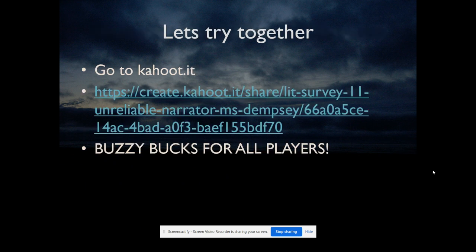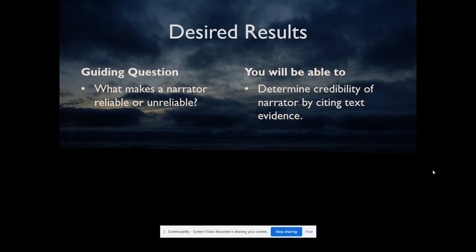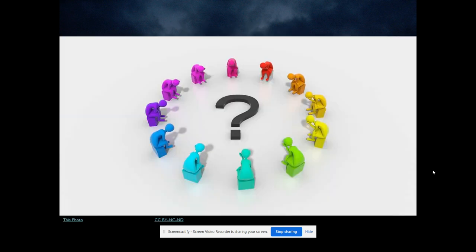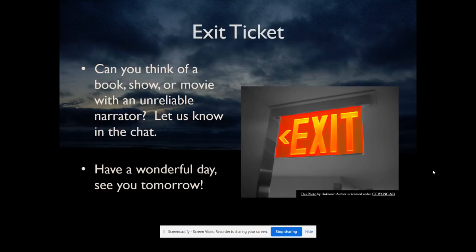So there is a Kahoot for you to work on, and some guiding questions that we want to remember are to understand what makes a narrator reliable or unreliable, and that you'll be able to determine the credibility of a narrator by citing text evidence. So your exit is to think of a book, show, or movie with an unreliable narrator. And we are going to continue working on this tomorrow in class.